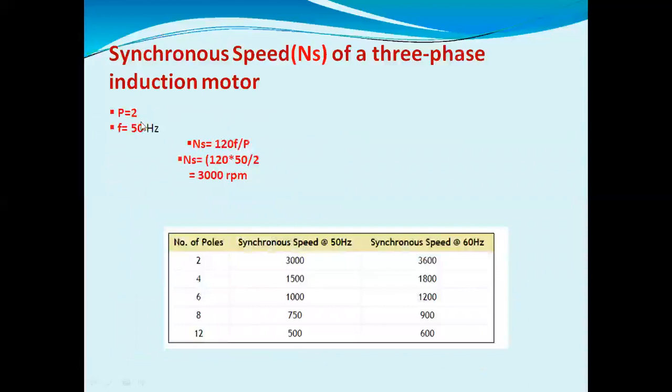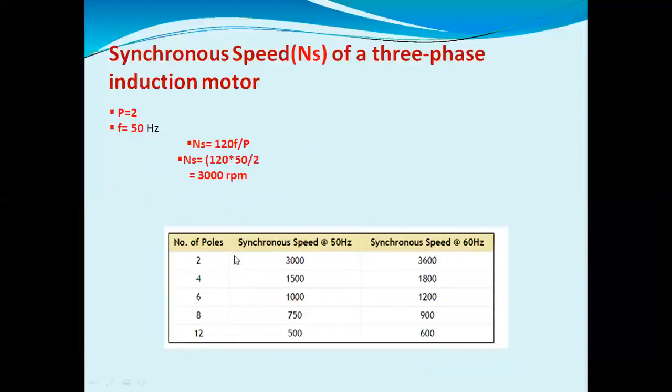Let us take an example where the number of poles p equals 2 and the frequency is 50 hertz. What is the value of synchronous speed in rpm? It is 120 f by p, that is 120 into 50 by 2, which is 3000 rpm.